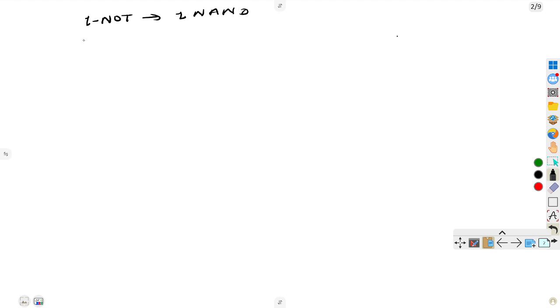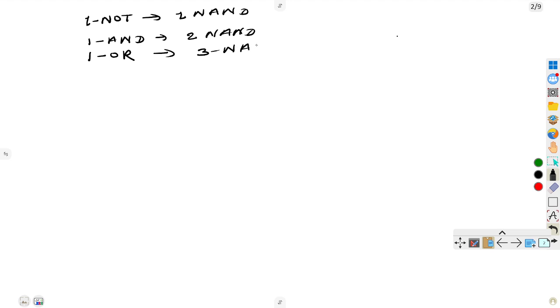Okay, and for one AND gate, how many NAND gates are needed? Two NAND gates. Okay, I already explained this in the previous part. You can see it in this playlist. And if you want to design one OR gate, how many NAND gates will we need? Means 3 NAND gates.